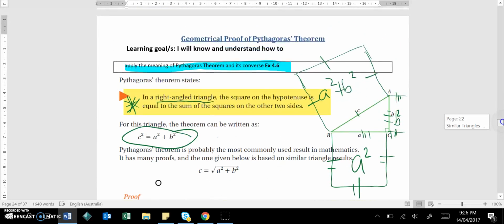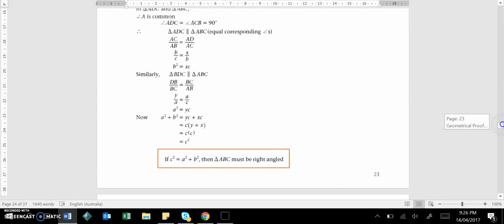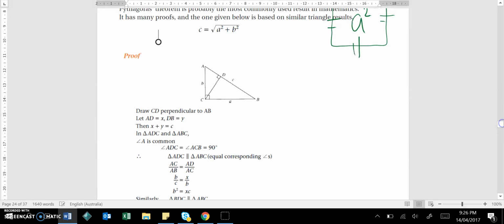With regards to the geometrical proof, it is important that you know this one and that you have a read of it and understand it. So I'll quickly go through some of it now. First up, you've got a picture here of a right triangle ABC, but we have drawn this perpendicular CD. We're going to let the line AD be X, and I'm going to let DB be Y. Then what I can say is that X plus Y equals C, because that's the side C here.